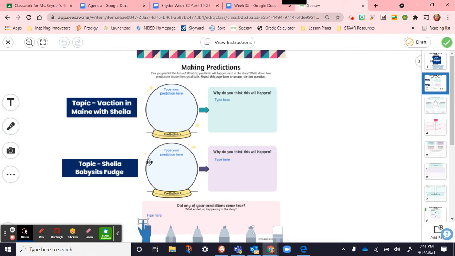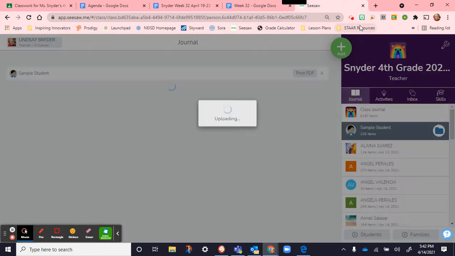What do you think's going to happen? So type your prediction here, and then in the boxes that follow, why do you think this? Why do you think whatever you predicted is going to happen? Explain yourself here. Later on, once we finish the story at the end, we'll come revisit this and see if our predictions were correct. So once you do those two, go ahead and draft that.